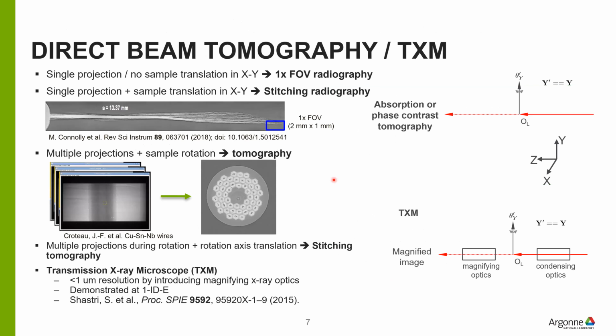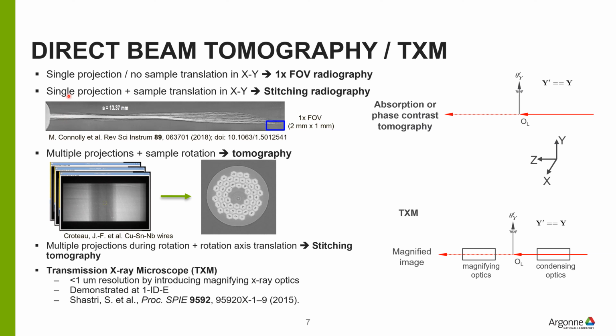So let's go into some techniques in detail. In the direct beam, we can talk about tomography, radiography, and transmission X-ray microscope. If you're talking about a single projection with no sample translation in X and Y, this is one field of view radiography. If you've been to the beamline, this is what we commonly use to align the sample or take snapshots of the sample at specific points that are interesting.